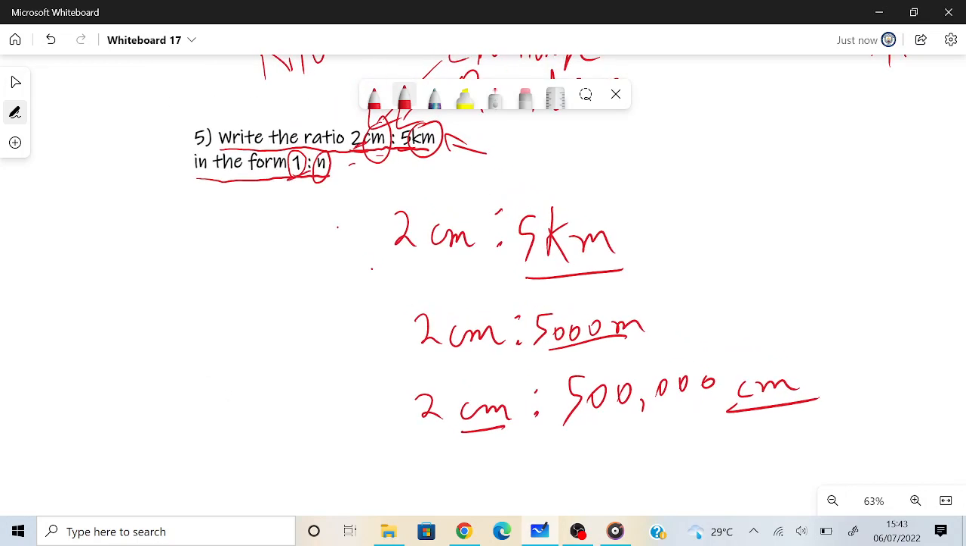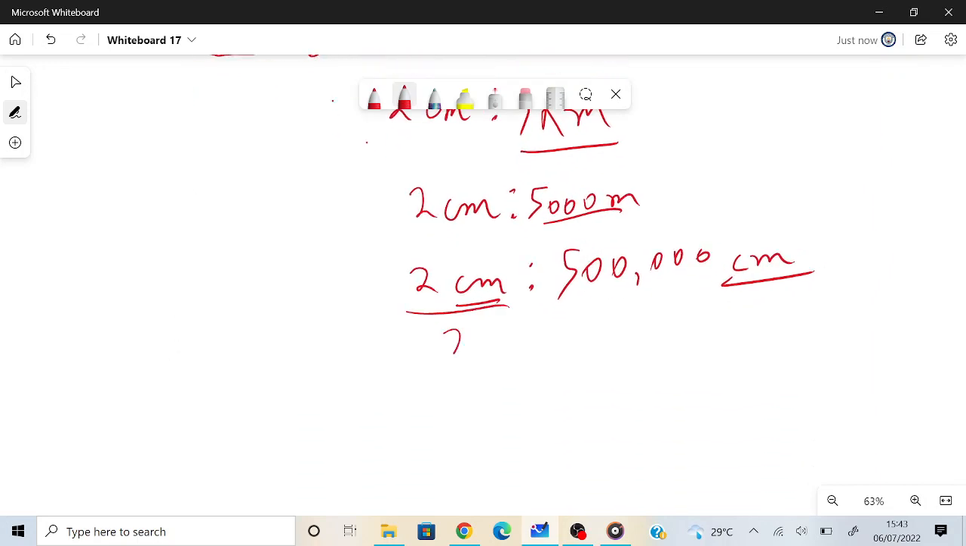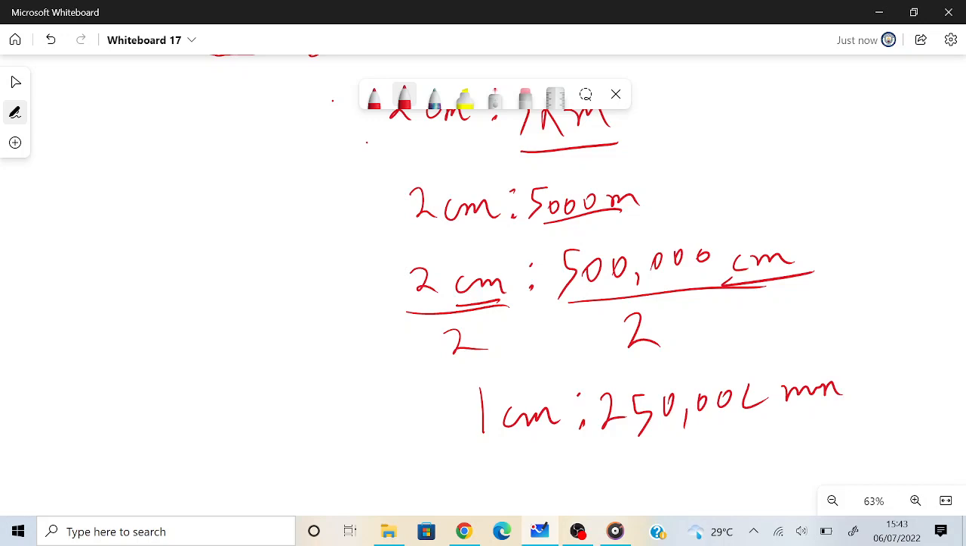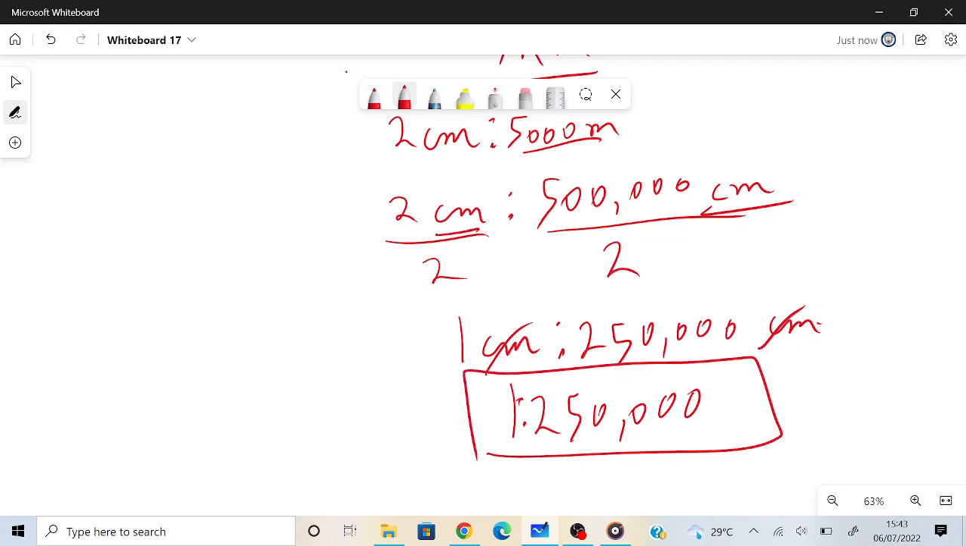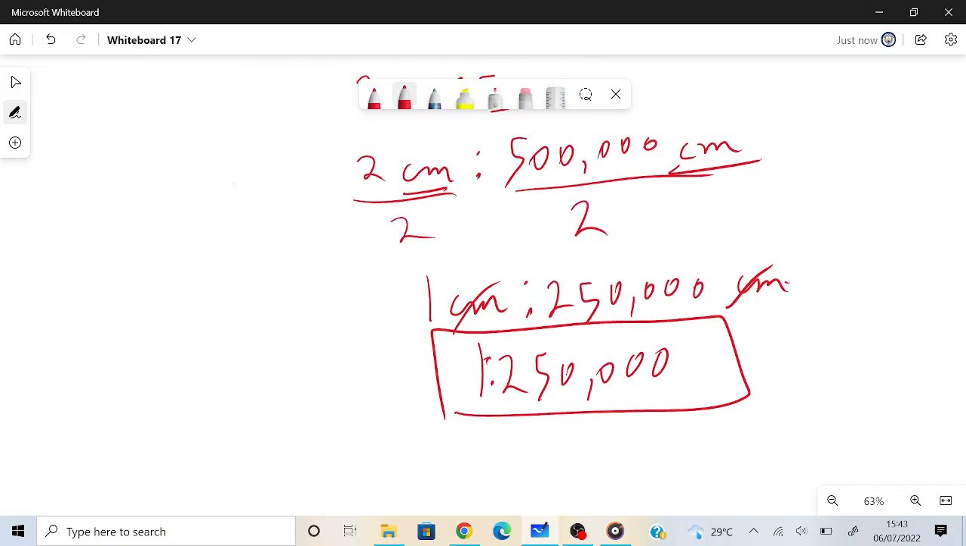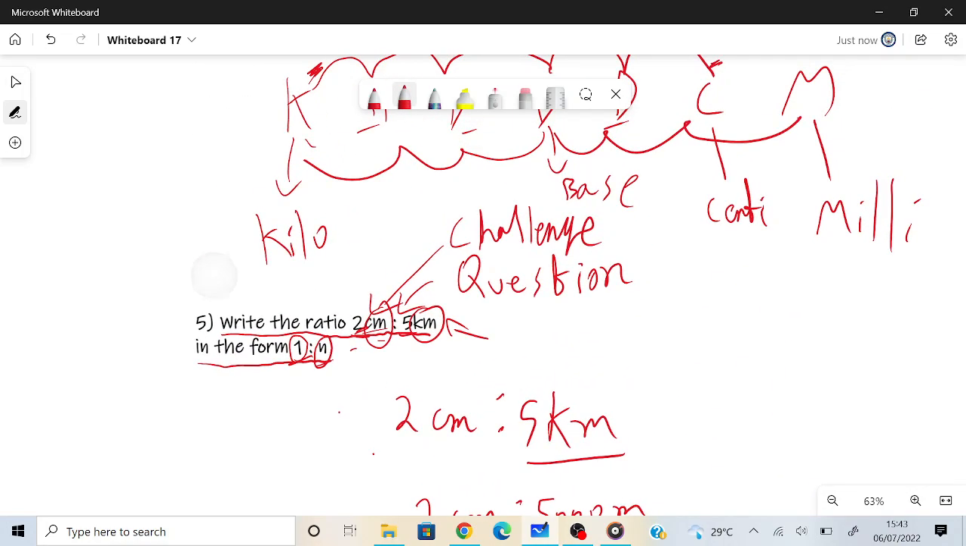And it said in the ratio of 1 to n. To get 1 from 2, you divided it by 2. So dividing both of them by 2, I would have 1 cm over here, and 500,000 divided by 2 is 250,000 cm here. Now since cm is on both sides, we can simply cancel it out, and we can simply write this as 1 to 250,000. So again, very important that you work in the same units on either side of your ratio, and that is the answer for that question.